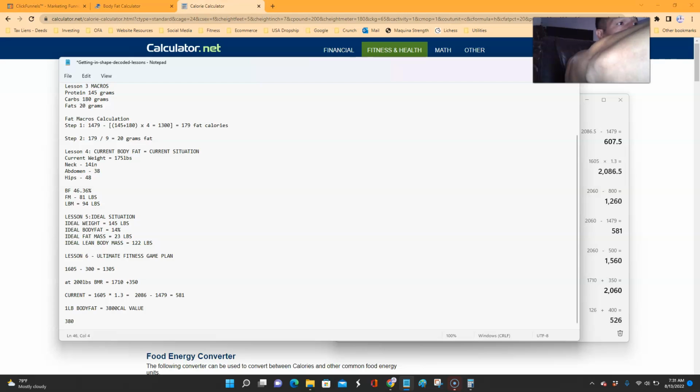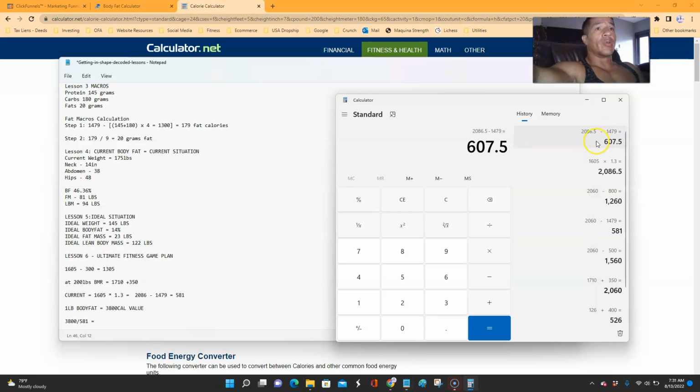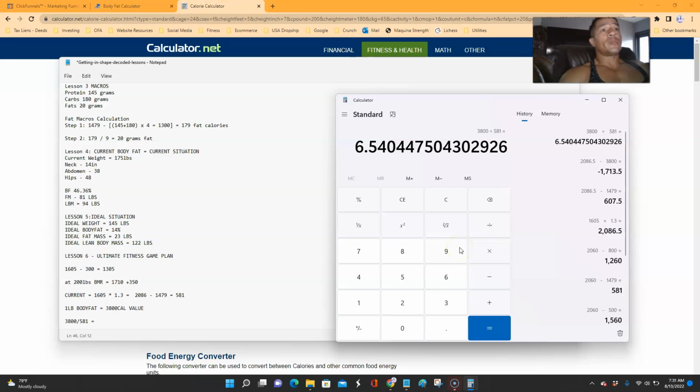So if you divide 3,800 by 581, going back to the calculator, whenever she creates that deficit of 581 and she does it 6.5 times, she's going to lose 1 pound of body fat. So that means that every time you exercise, you have to have a day.